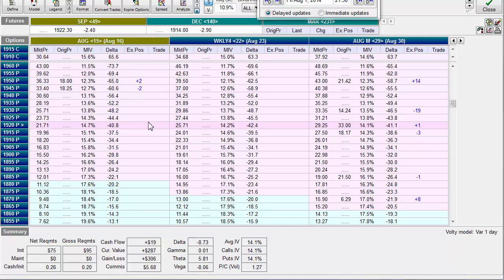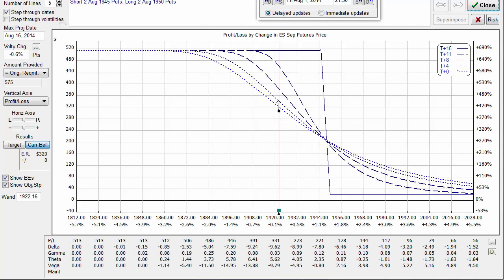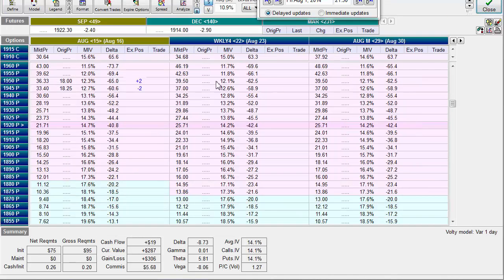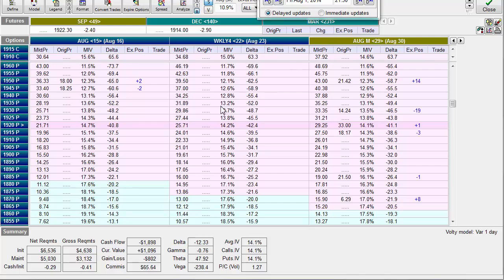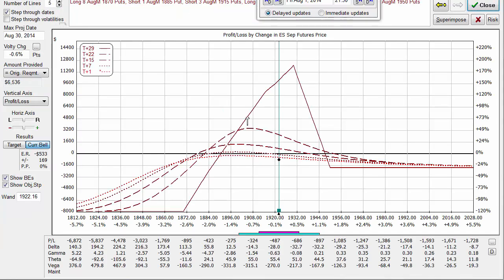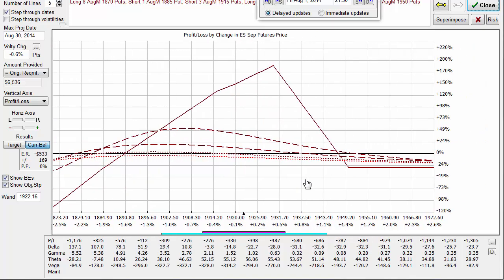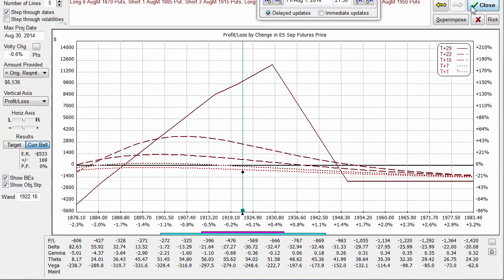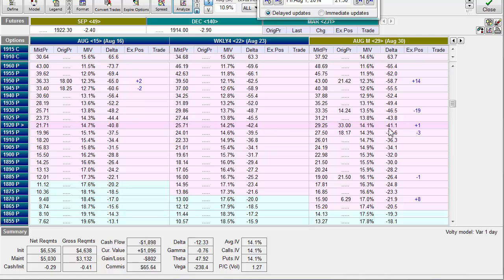If you look at the put vertical that I put on for a credit, it looks like this. So looking pretty nice. And if I look at the butterfly, it looks like this. Let me zoom in so you can see it. Alright, so now let's talk about this.